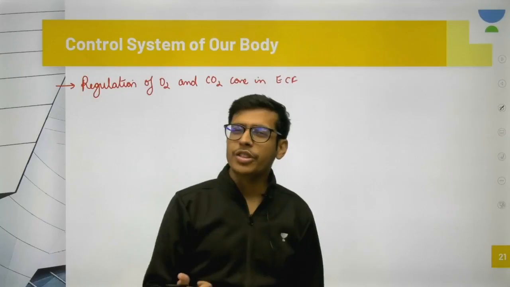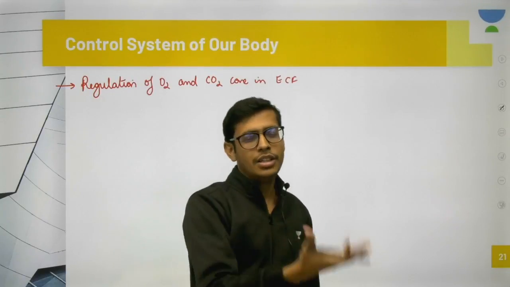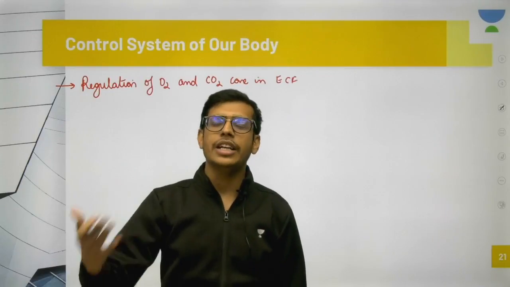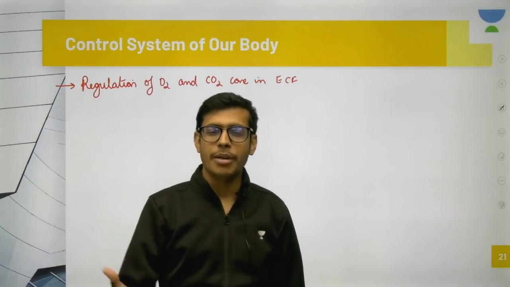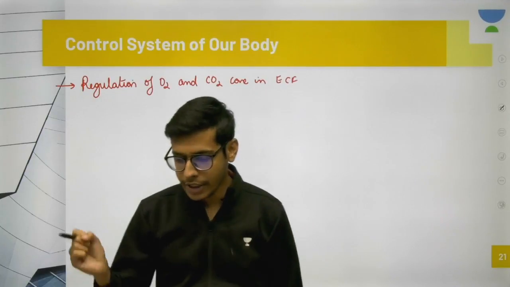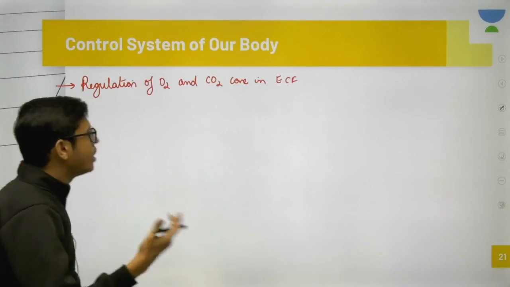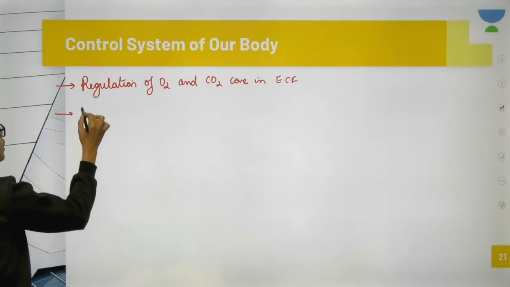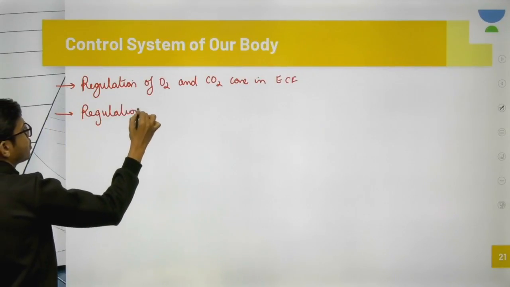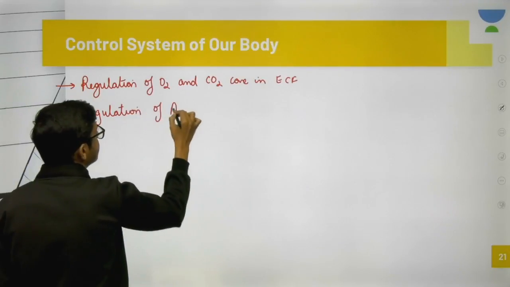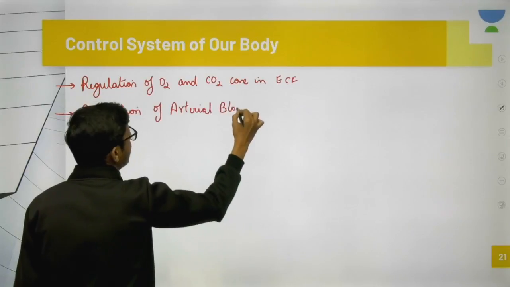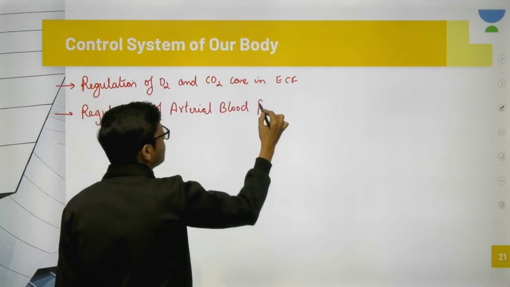We have read the Hamburger phenomenon, we have seen the chloride shift. We'll be seeing all these aspects in much greater detail, be it the Hamburger phenomenon, chloride shift, oxygen hemoglobin dissociation curve and whatnot. And the second one would be regulation of arterial blood pressure. Now this also has a very major role. Why do we need to regulate arterial blood pressure?